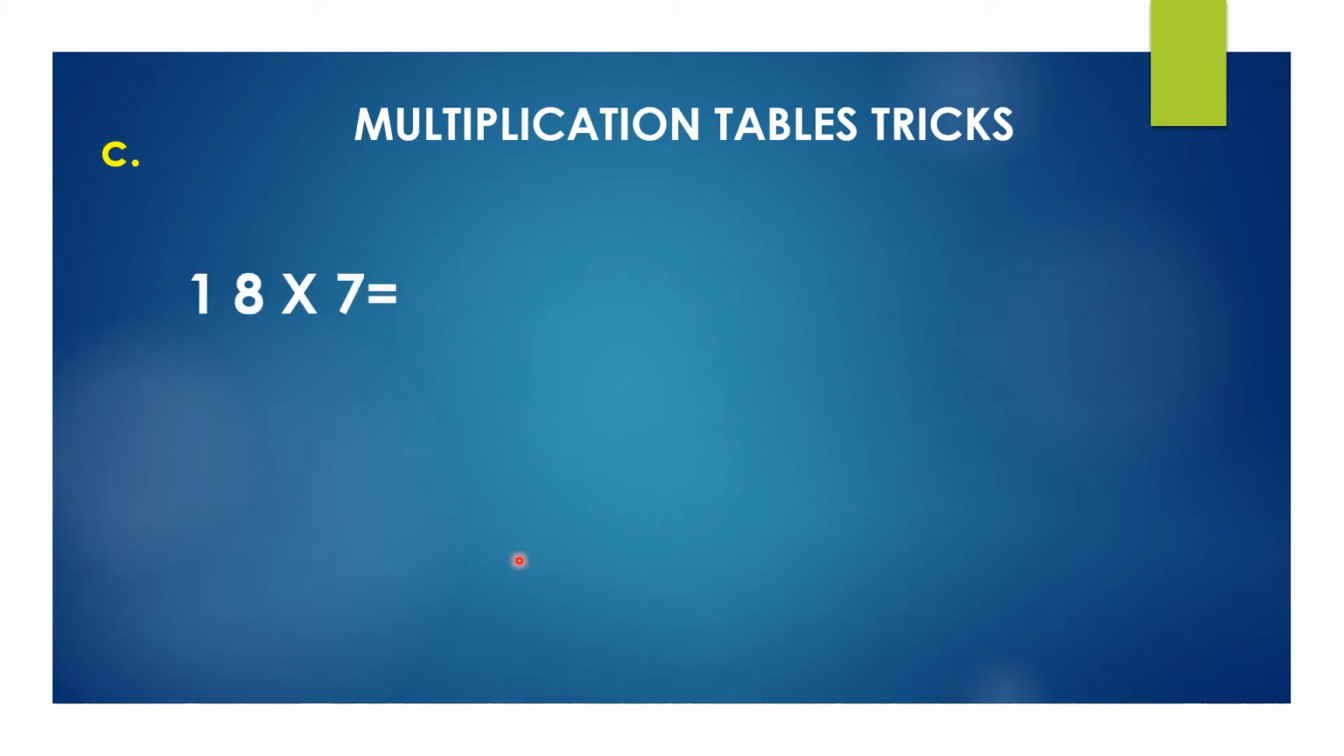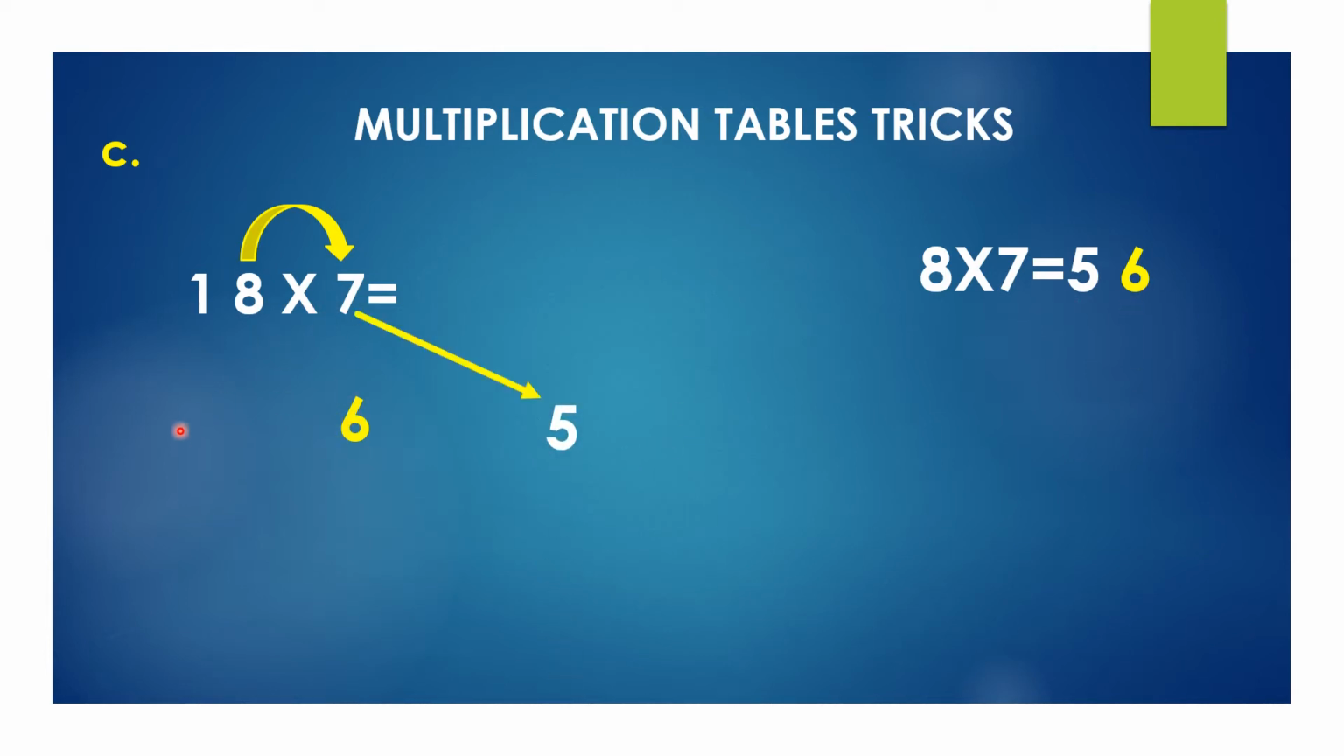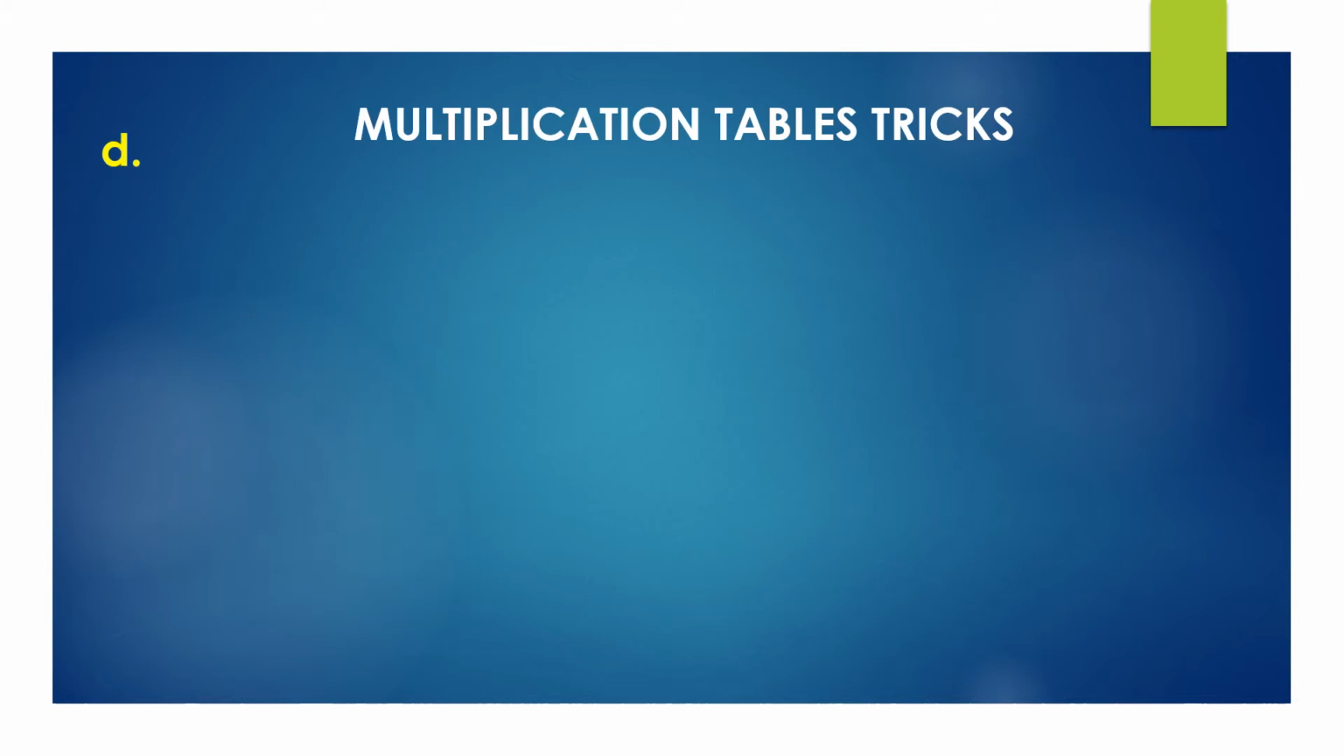Now, we will find the product of 18 into 7. First step, multiply 8 into 7. 8 sevens are 56. Just exactly below 7, you write 6, the ones place digit which we got in the answer. Now, to 7, you add the tens place digit, that is 5. 7 plus 5 is 12. So, the product of 18 and 7 is 126.